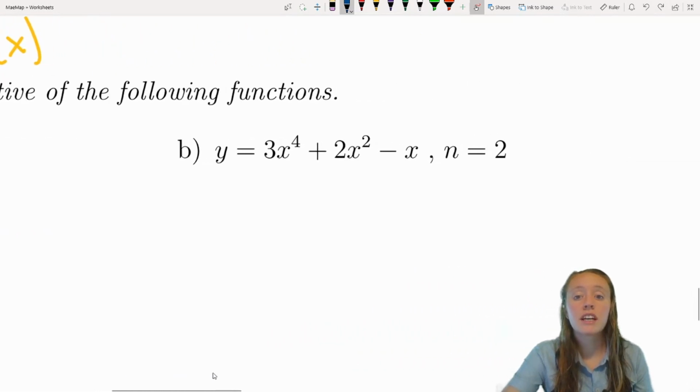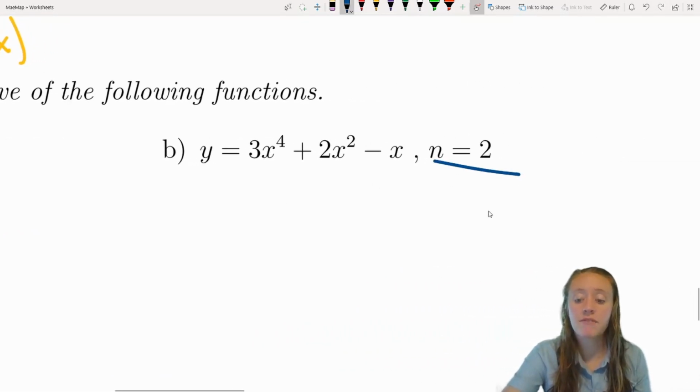In B, we're finding the second derivative because I specify that my n value is 2.